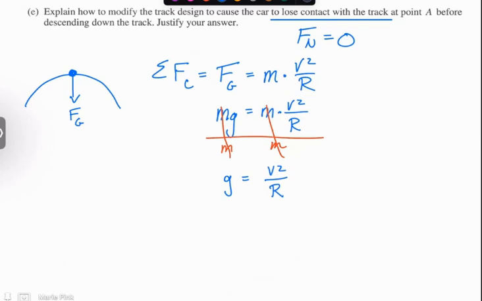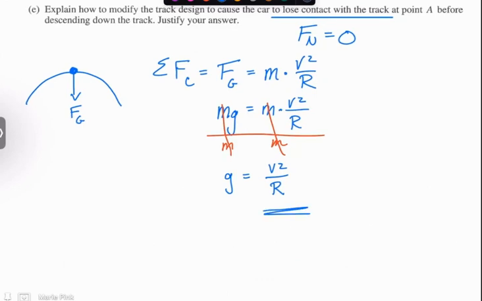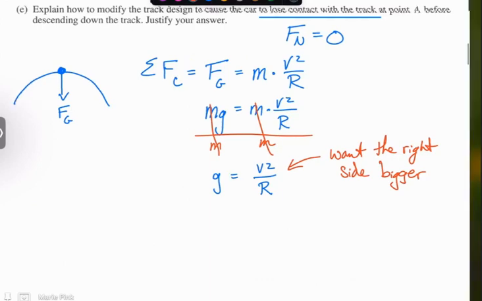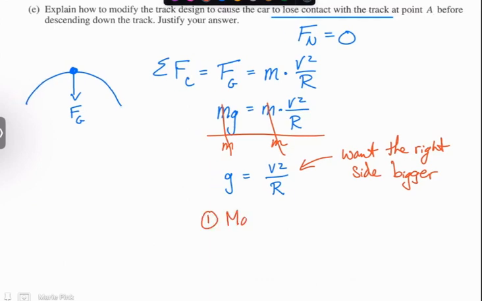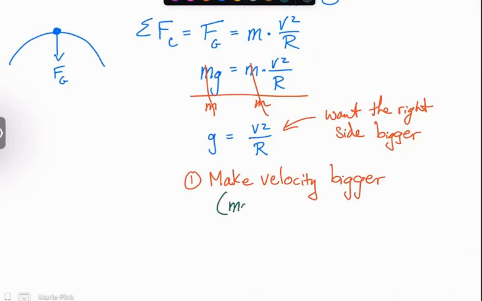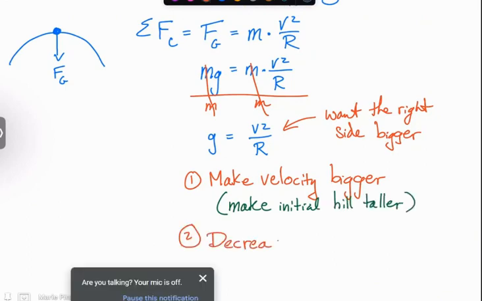Second, if I want to make this happen, that means I need the right side of the equation to be bigger. So to make the right side bigger, we can do 2 things. One is you make the velocity bigger. How are we going to make the velocity bigger? Good. So make the initial hill taller. Good. Decrease the radius of the bump.